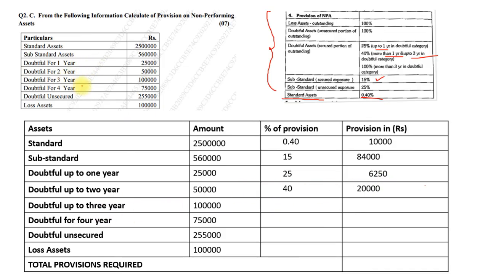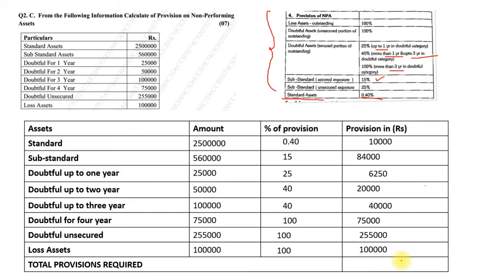Up to 3 years is again 40%. So 40% of 1 lakh is 40,000. 4 years is more than 3 years, and anything which is more than 3 years is 100%. So 75,000. Doubtful and unsecured is 100%. So 2,55,000. And loss assets are 100%. Provision has to be made again of 1 lakh.